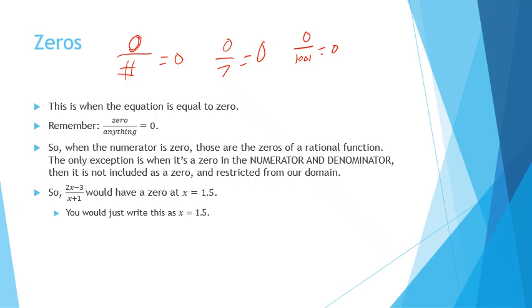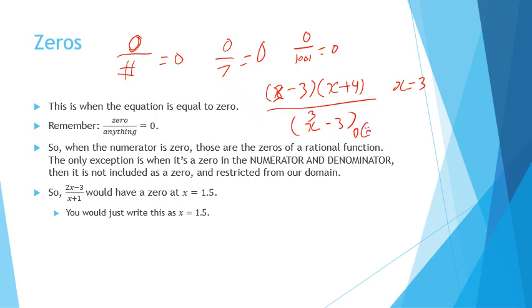And that exception is if you come across something like, let's say, x minus 3 times x plus 4 over x minus 3, where at x equals 3 there is a 0 in the numerator, but when you plug in 3, you also get a 0 in the denominator, which is bad.